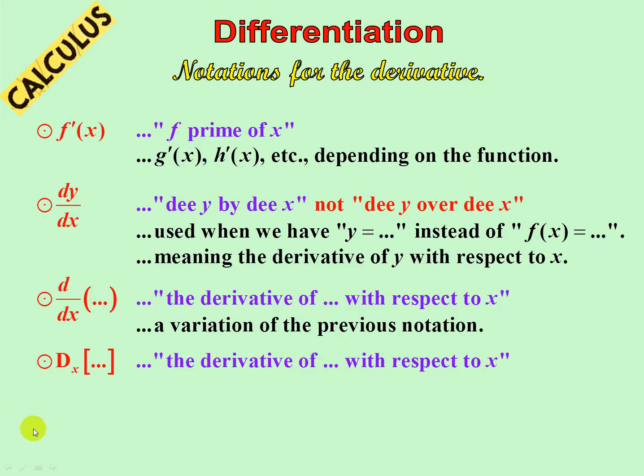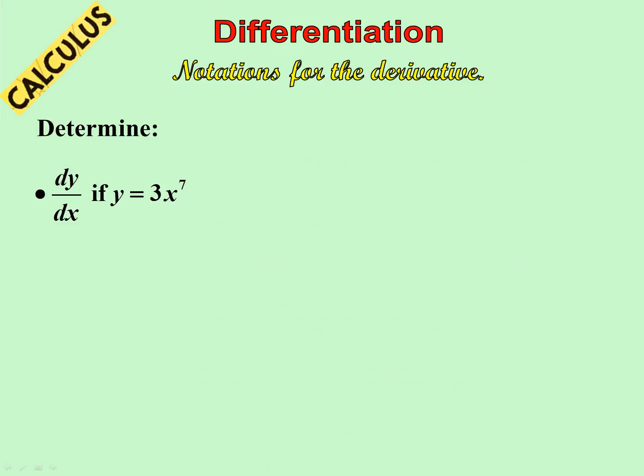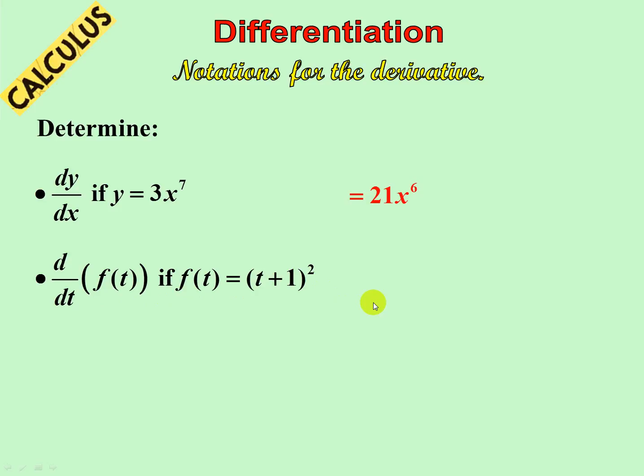And another form. Derivative with respect to x of that bracket. In other words, differentiate the x's inside there. So differentiate the x's inside there. Differentiate. d by dt of f of t if f of t equals that. Well, that just means differentiate with respect to t. So we must multiply it out first. Now we differentiate.